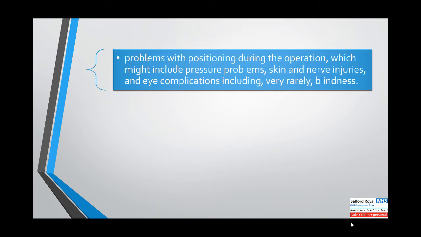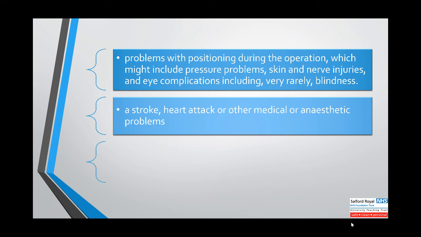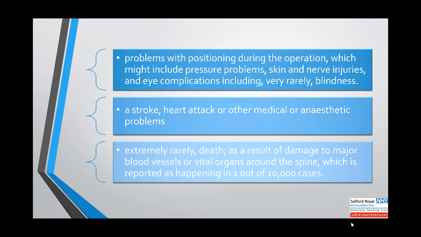Problems with positioning during the operation, which might include pressure problems, skin and nerve injuries, and eye complications, including very rarely blindness. A stroke, a heart attack, or other medical or anesthetic problems. Extremely rarely death as a result of damage to major blood vessels or vital organs around the spine, which is reported as happening in 1 out of 10,000 cases.